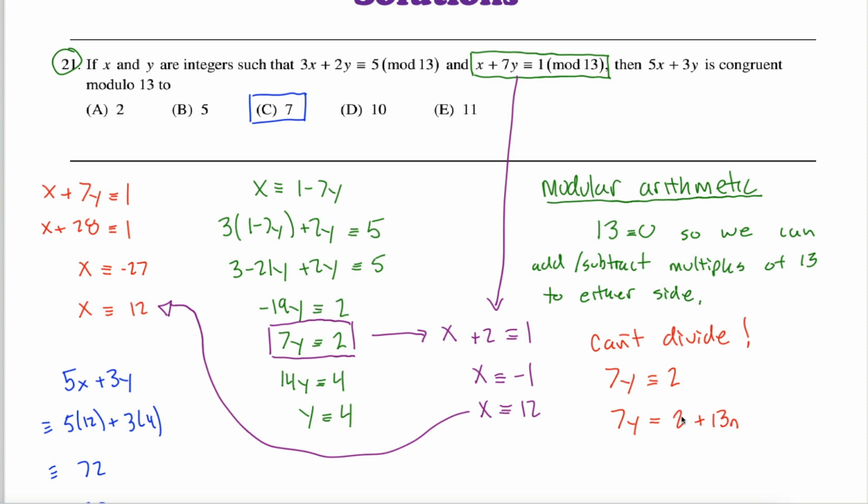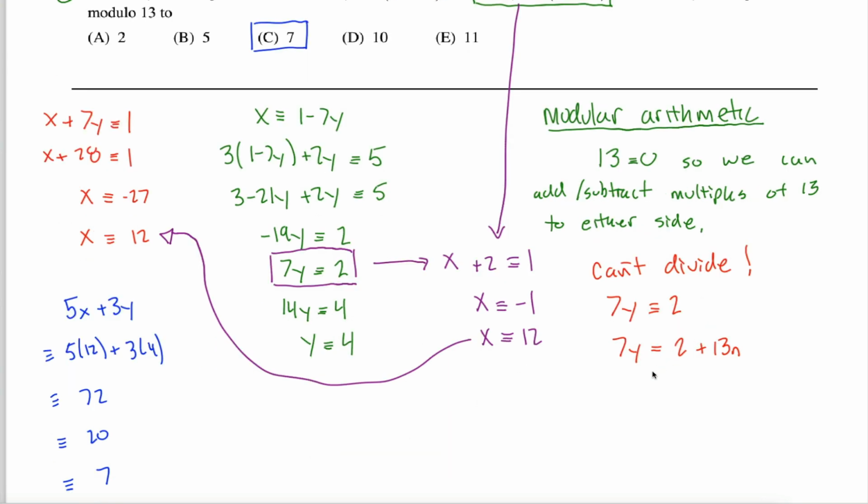But really what this notation means is this, for some integer n. So think about what would happen if you try to divide both sides by 7. This would turn into a y, this would turn into a 2/7, but this would turn into 13/7 n.